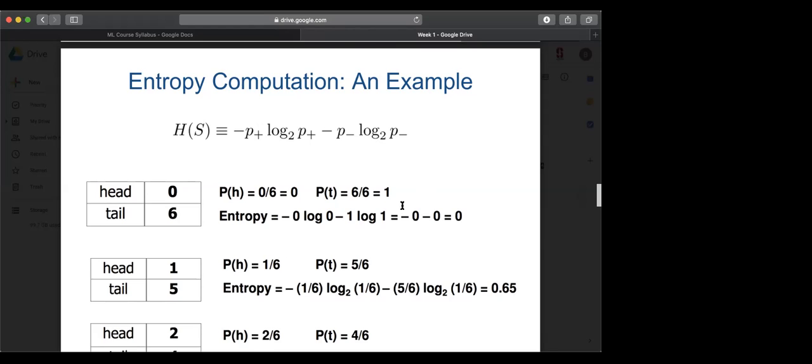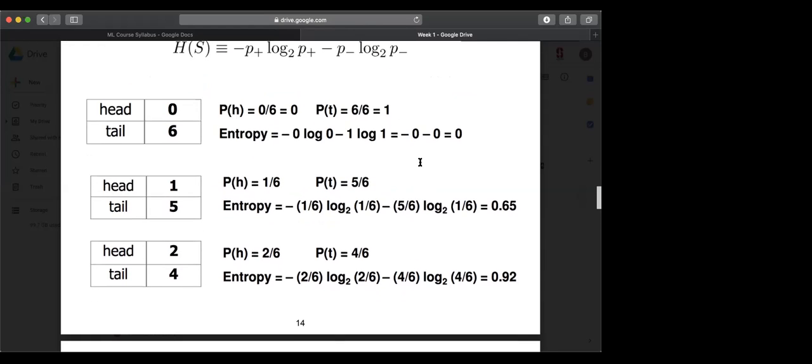Okay, so now we have another event sample where you have 1 heads and 5 tails. Now you're looking at the probability of getting heads, negative 1/6 log of 1/6 minus 5/6 log of 1/6. And so here you get entropy. Wait, why is it still log of 1/6 on the second one? Oh, I think that's a typo. Okay. Yeah, it's a typo.